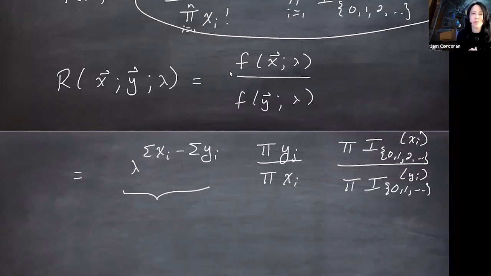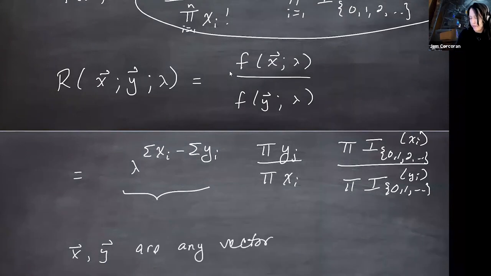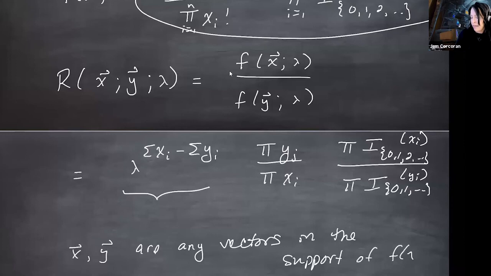I need to look up at the chat more. Yeah, I just took any vectors x and y in the support of the distribution, sorry, of the joint PDF. And yes, I forgot the factorial. So x and y are any vectors in the support of the joint PDF. And yes, I forgot my factorials on these products.